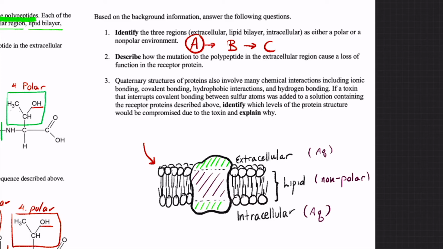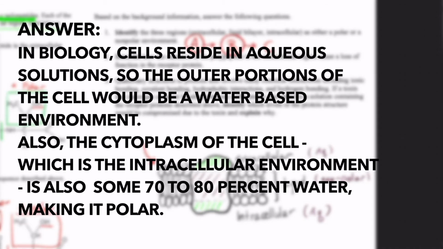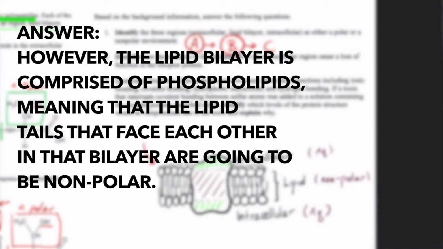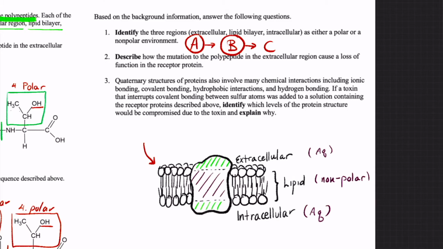What about B, the background? So let's talk about that. We can say something like, in biology, cells reside in aqueous solutions. So the outer portions of the cell will be a water-based environment. Also, the cytoplasm of the cell, which is the intracellular environment, is also some 70 to 80% water, making it polar. However, the lipid bilayer is comprised of phospholipids, meaning that the lipid tails that face each other in that bilayer are going to be nonpolar. So there we go. So that's the background.